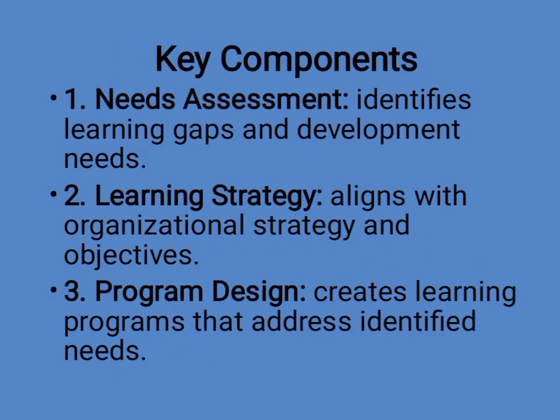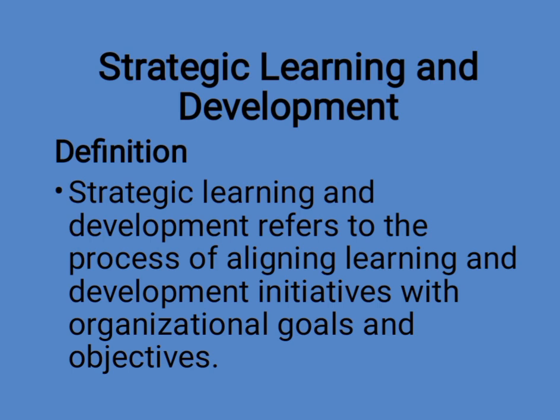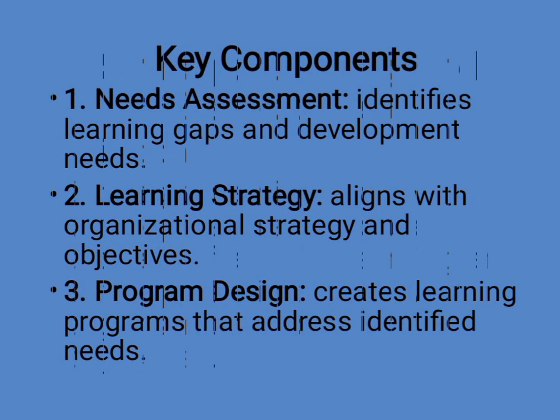So the key components in strategic learning and development are: number one, needs assessment. You need to identify learning gaps and development needs. You have to know, where is the organization lacking? What are we missing? Then you have to be able to develop that and train those gaps.